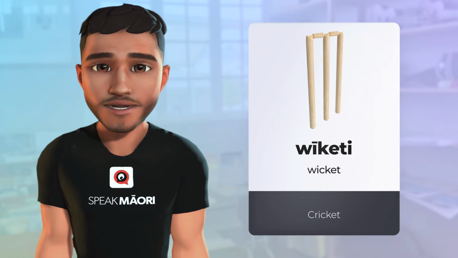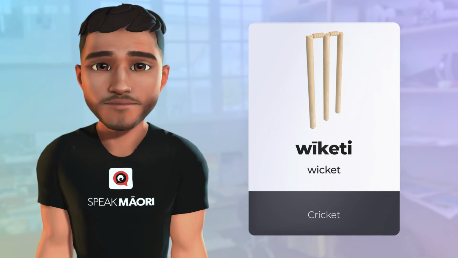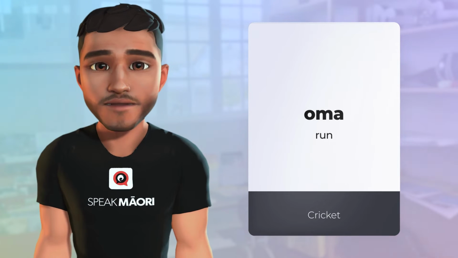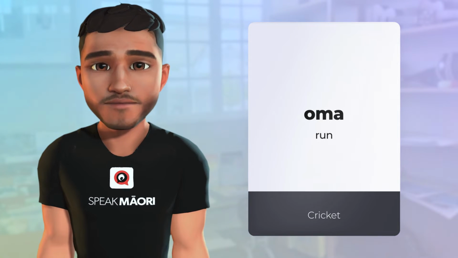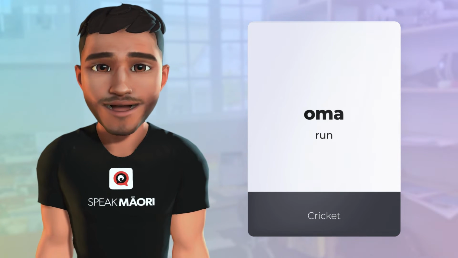Another word is wiketi, which is wicket in Te Reo Māori. Players run between wickets after they hit the ball. To run is oma. This word for run can be applied to all types of running. Not that I do a lot of that anyway.